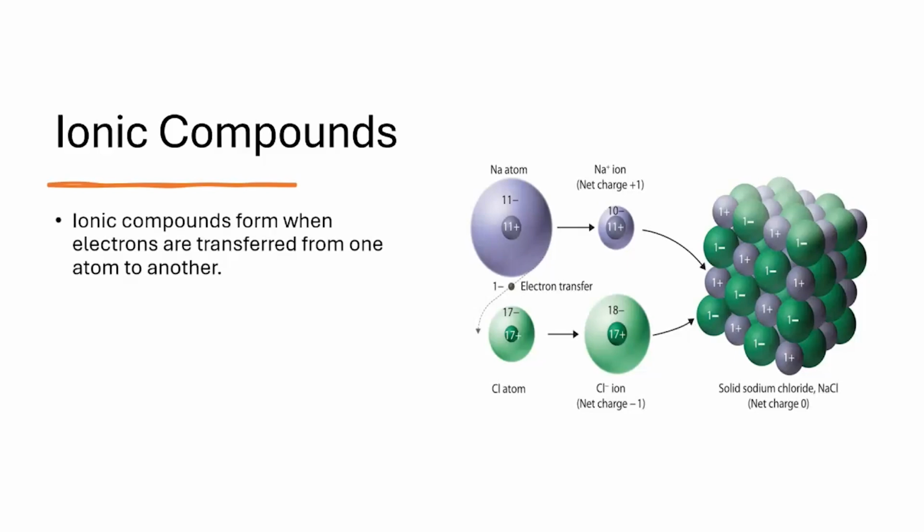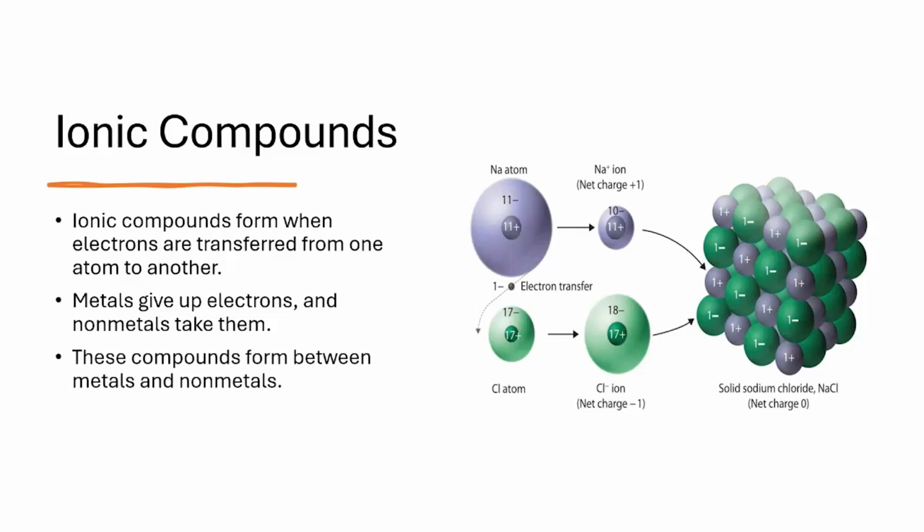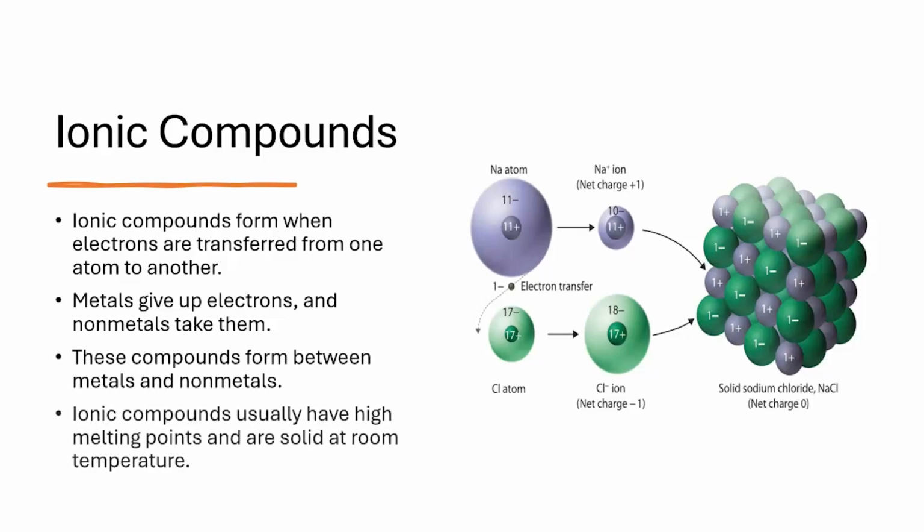Ionic compounds form when electrons are transferred from one atom to another. Metals give up electrons and then nonmetals take them. These compounds form between metals and nonmetals. Ionic compounds usually have a high melting point and are solid at room temperature.